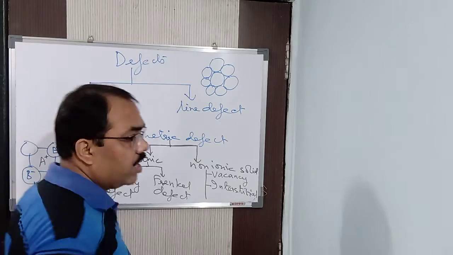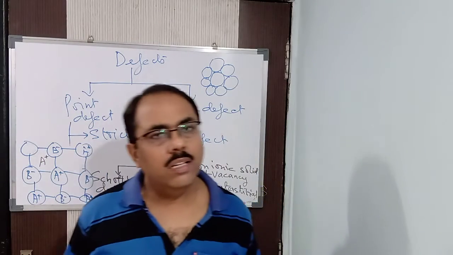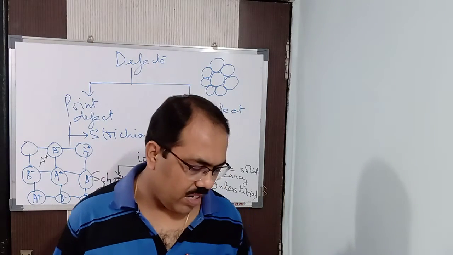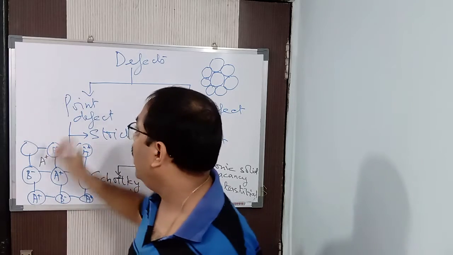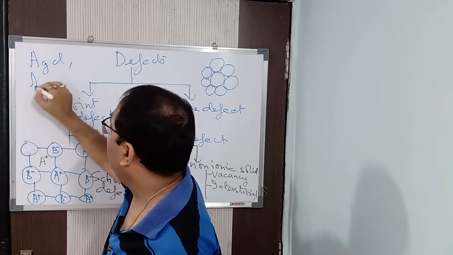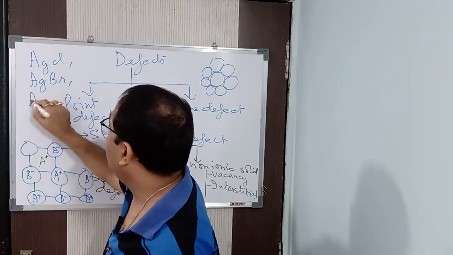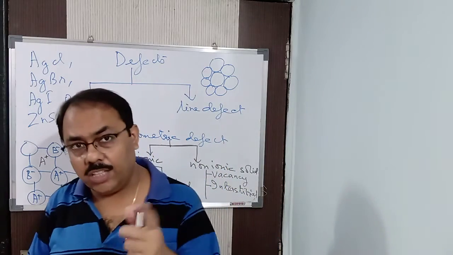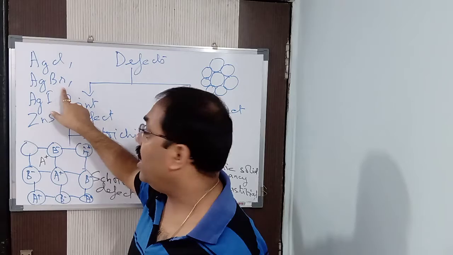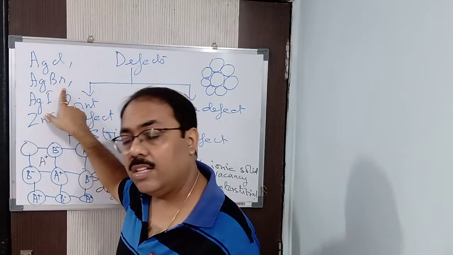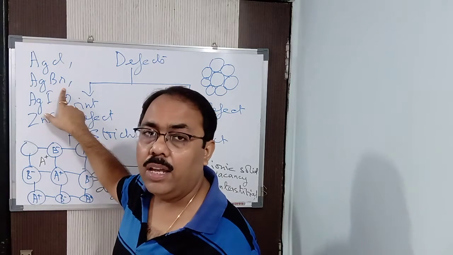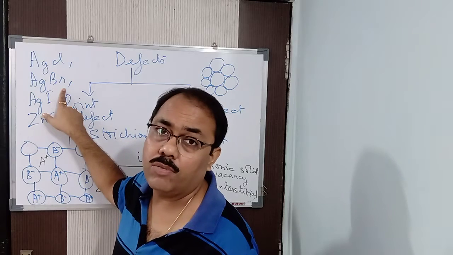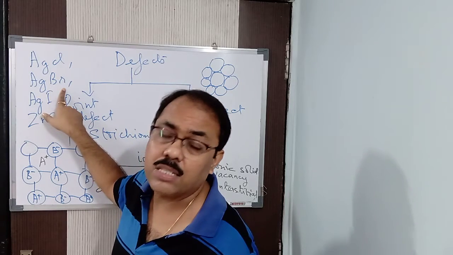For that reason I gave you the examples NaCl, KCl, KBr, AgBr, CsCl, LiF. Here there should be a large difference in the size of cations and anions. Large difference means it can be AgCl, AgBr, AgI, ZnS, mainly silver salts. One thing to note: AgBr I have mentioned in both, Schottky as well as Frenkel. So remember, AgBr is a solid which shows both Schottky defect as well as Frenkel defect. Very, very important.